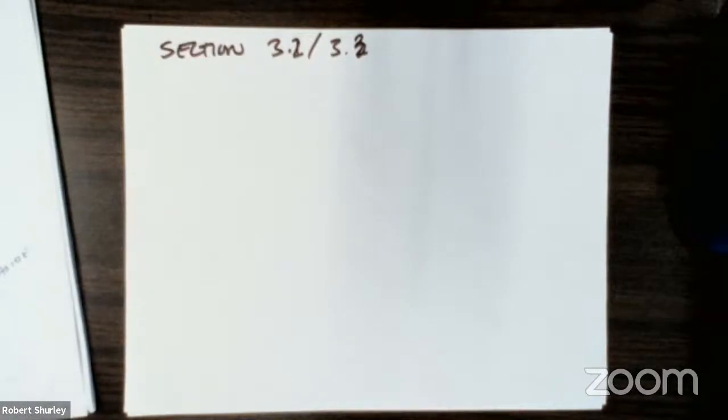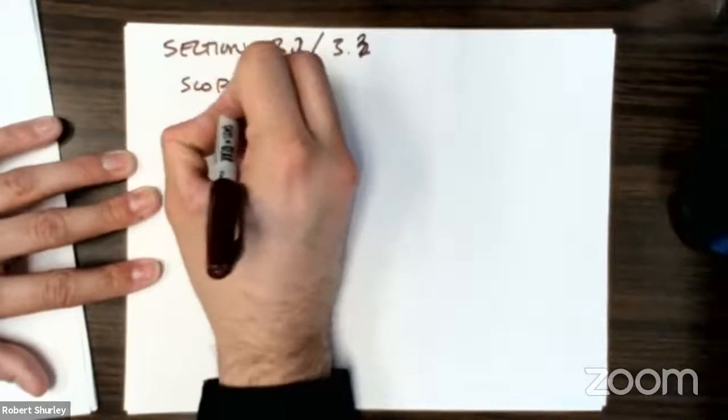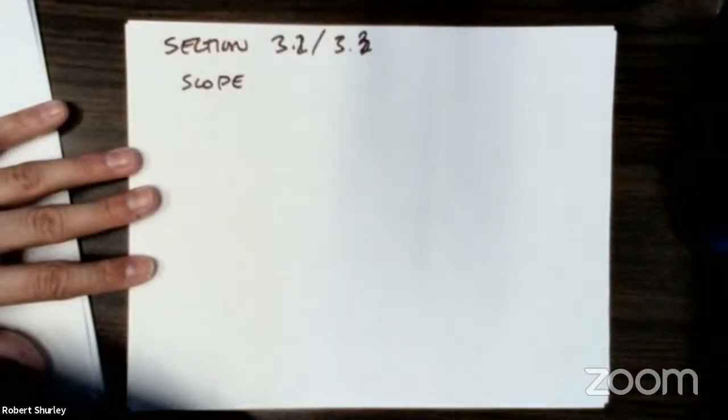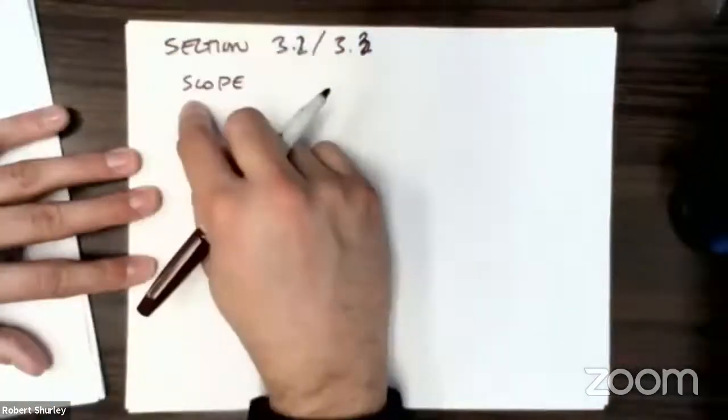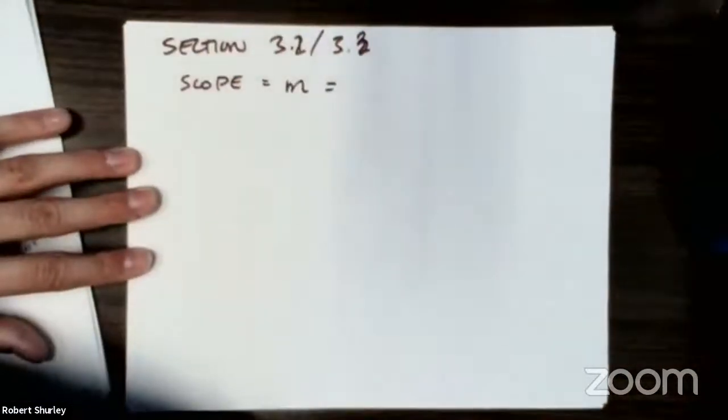So first off, let's talk about slope. Hopefully this isn't a word you've never heard. If so, that's fine. It really just means the slant of a line. It's a numerical way of identifying the slant of a line. We use the letter M to notate it, and it's just rise over run.